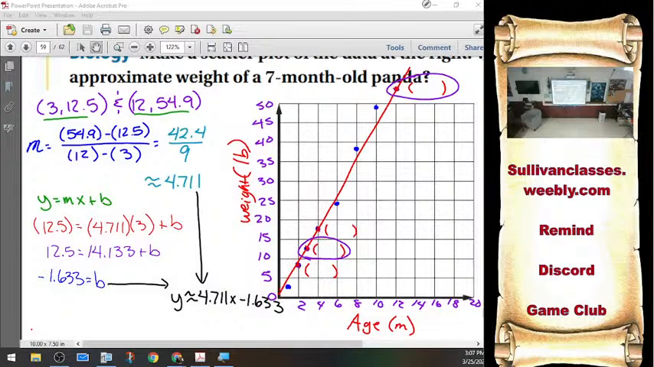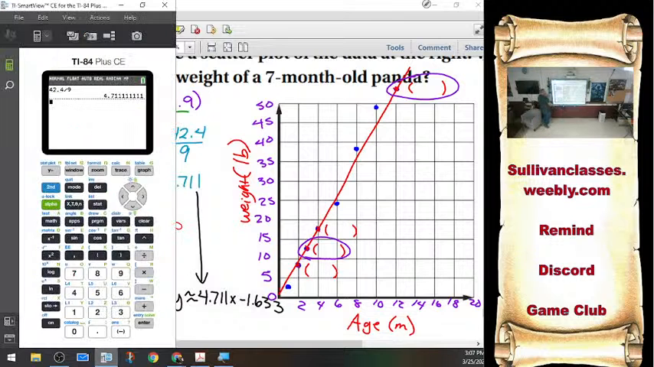Now answer the question. I got the scatter plot. I got my line. What is the approximate weight of a 7-month-old panda based on my model? Where is 7 going? X or Y? X. It's my age, right?